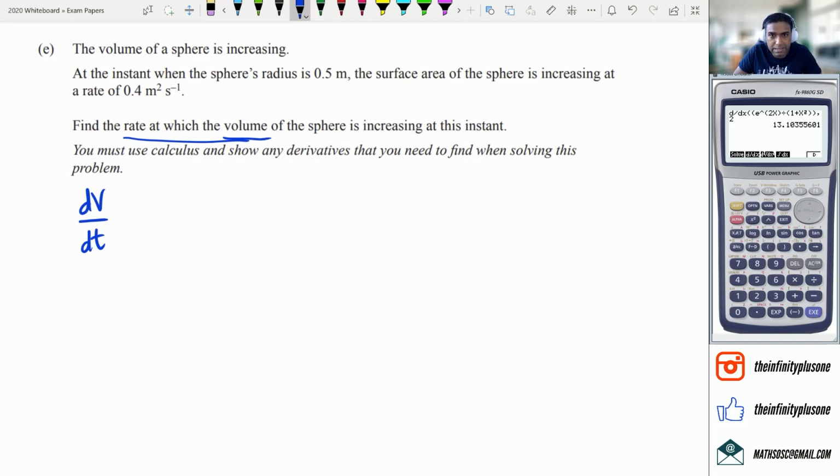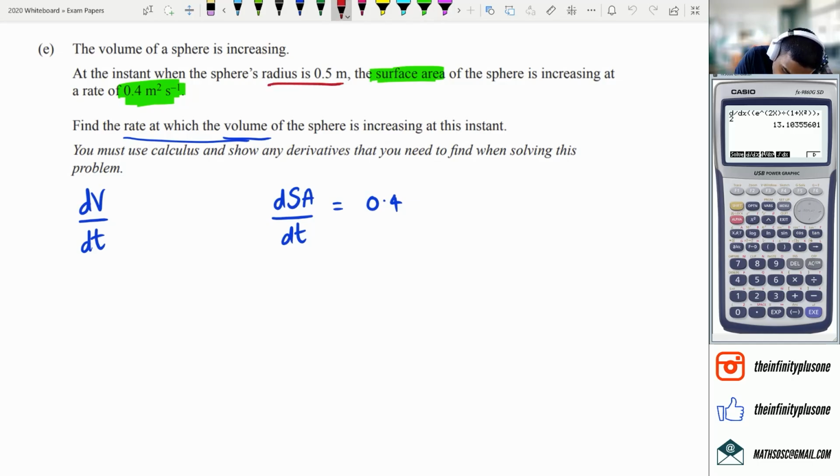surface area is increasing at 0.4 meters squared. So we know what this sentence here is going to be, and I'm going to write it down here separately. So we know that dSA/dt is equal to 0.4. So that's actually from this part right here. All right, so we've got the surface area over dt. We also know it is when the radius is 0.5. So that's a really important part here. The radius is 0.5 meters when all of this is actually happening.